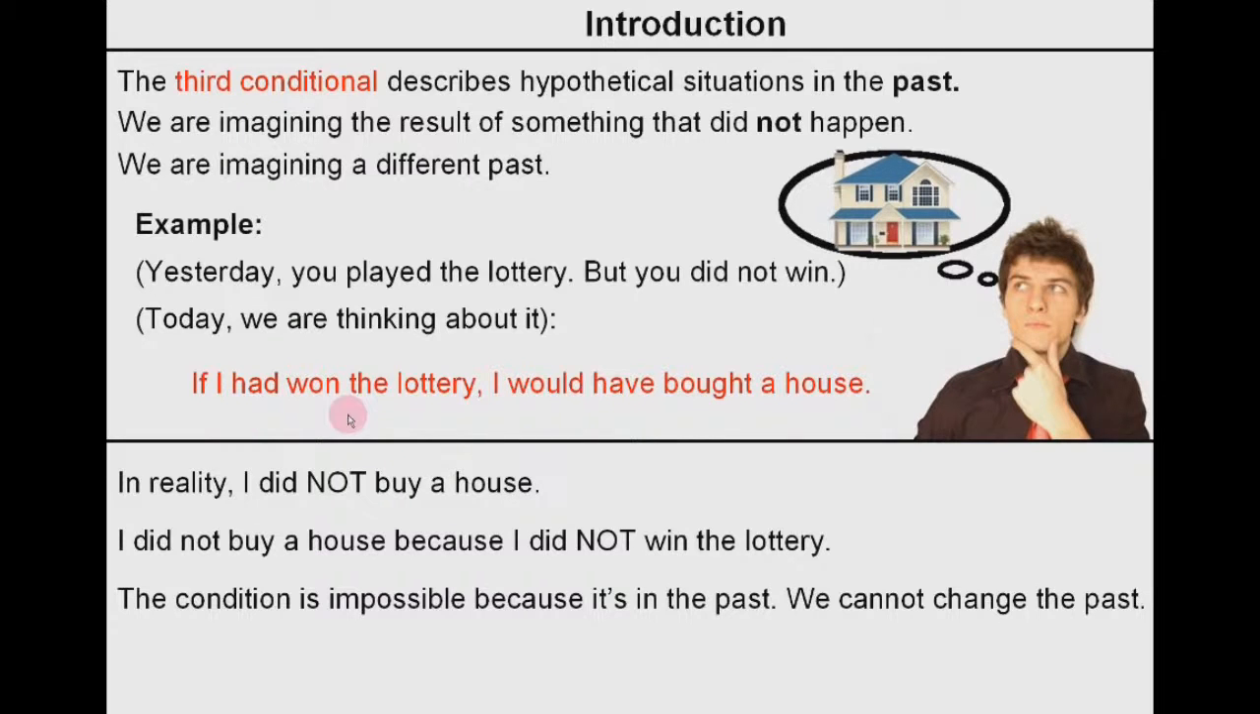Today we can't win the lottery because in fact we lost the lottery. We did not win, and it is in the past, and we cannot change that. It's finished. So I use the third conditional to imagine a different past. So if I had won the lottery, I would have bought a house. But unfortunately, I did not win the lottery.